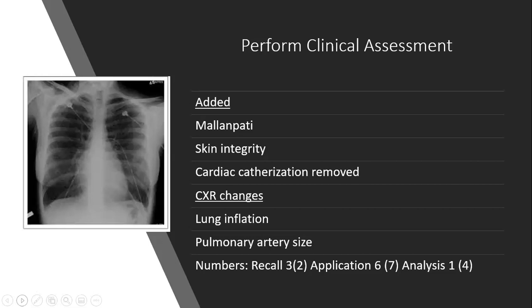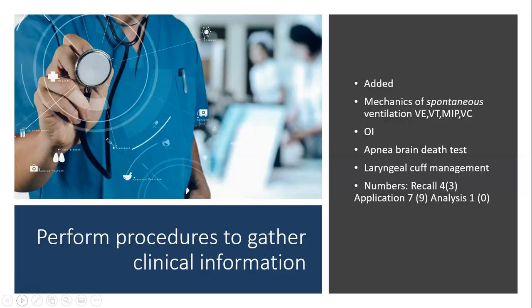So everyone needs to be able to evaluate a film. Now, we do not know if there are going to be films on the TMC. However, they have been on the CSE for a while. Pulmonary artery size is also on there, and then those are the numbers on the bottom. So analysis actually went way down on this one. Notice it used to be 4, and now there's only 1.